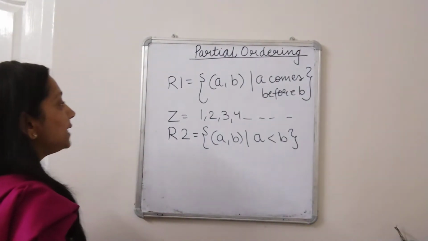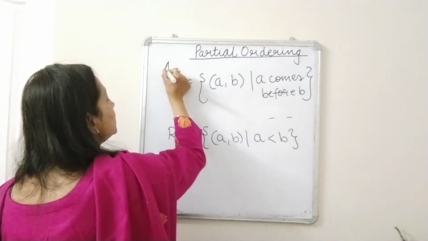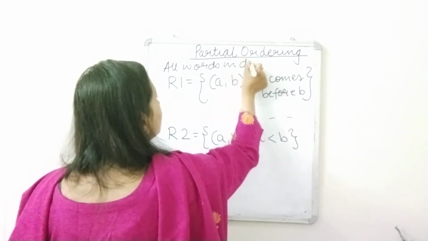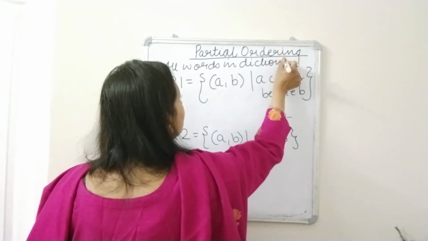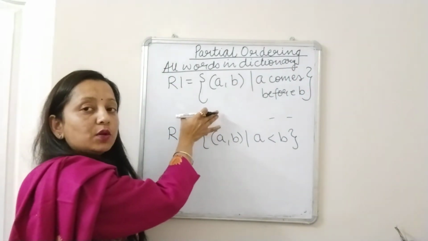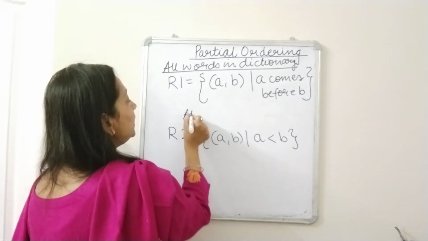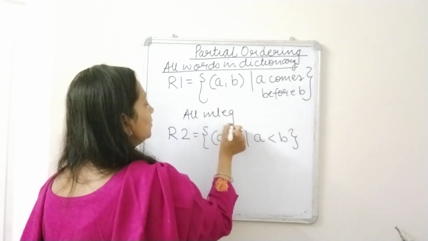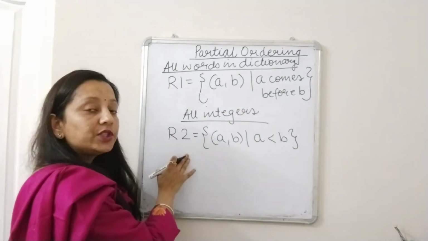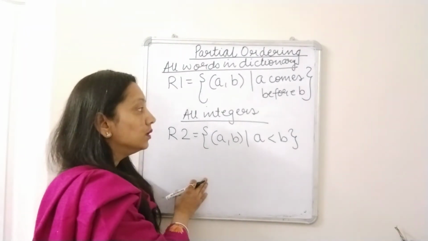So I can say that for all the words in the dictionary, I have a relation R1 which is helping me in ordering the words in the dictionary. Similarly, for all the integers, I have a relation R2 which is helping me in ordering these integers in ascending order.